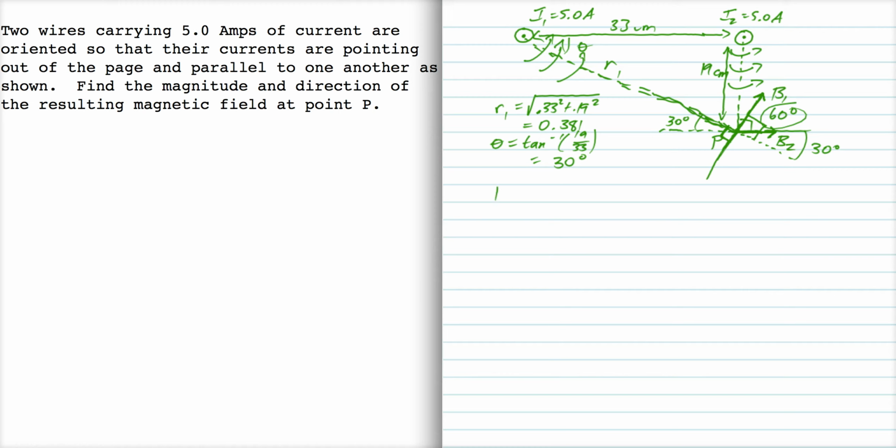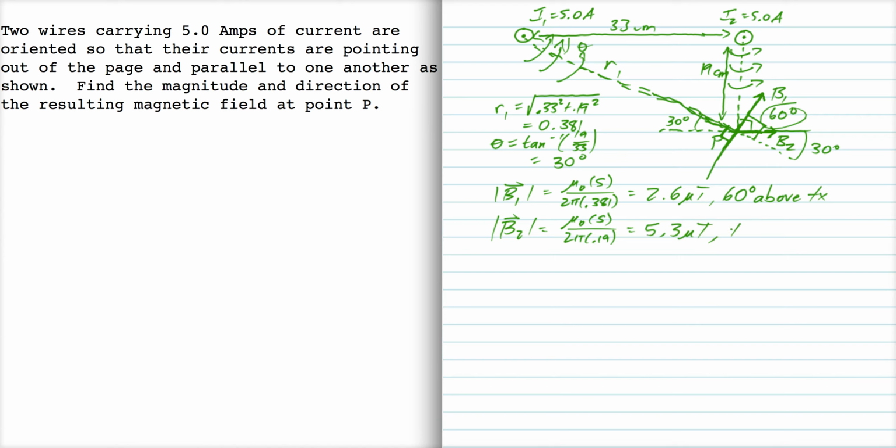So let me find the magnitude of B1. That's mu naught times 5 over 2 pi times 0.381, which is 2.6 microtesla, and that's directed 60 degrees above plus x. And then B2, well, that's mu naught times 5 over 2 pi times 0.19, so that's 5.3 microtesla directed in plus x direction.